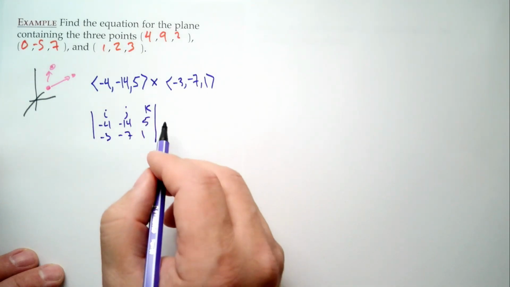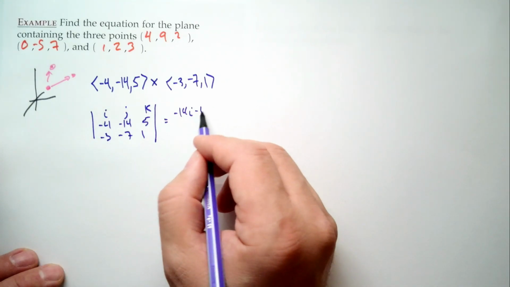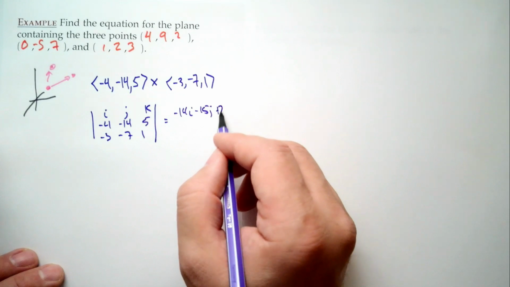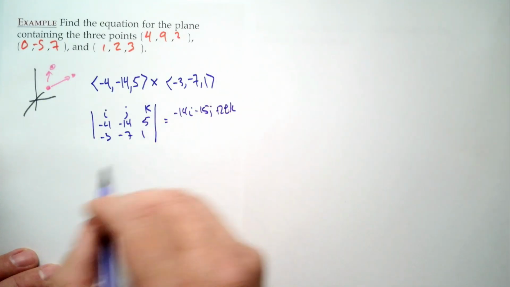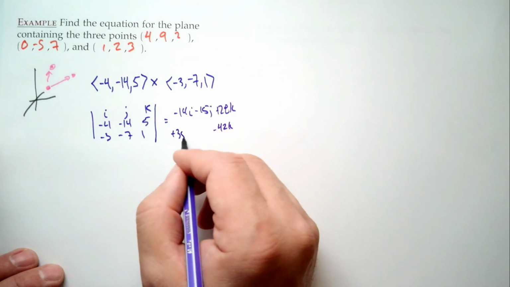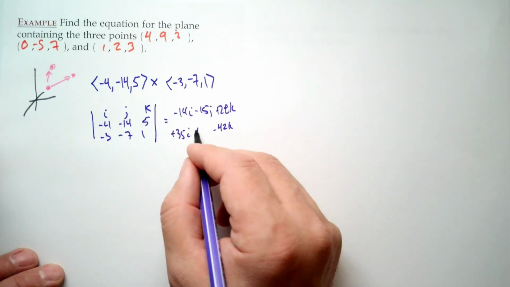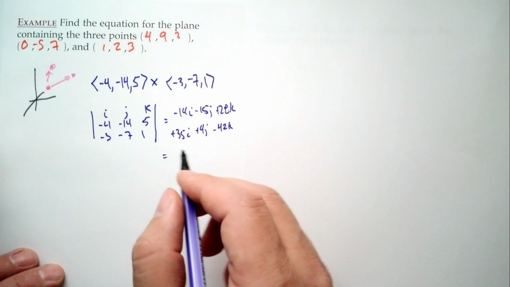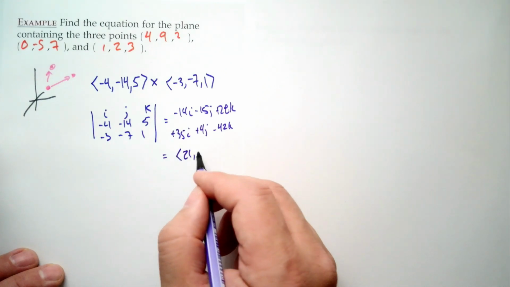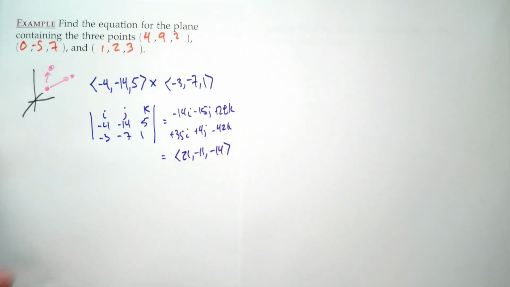Okay, so we get minus 14i, minus 15j, plus 28k, and then minus 42k, plus 35i, and plus 4j. So this would give us 21, negative 11, and negative 14, if we did that right. Did we do that right?